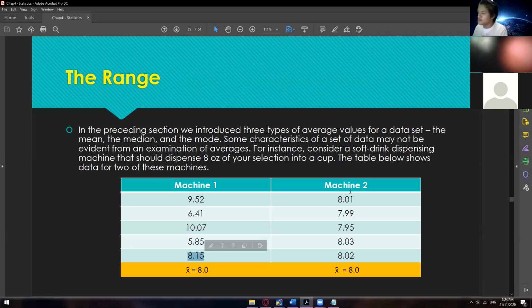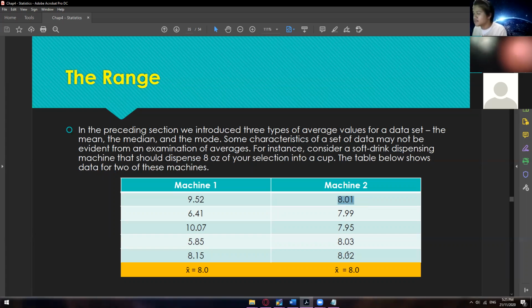And then the other one is machine two, wherein we have 8.01. It's like perfect, since we cannot notice that 0.01 anymore. Even 7.99 is already good, since we cannot really notice if this is exactly 8 ounces or more than 8 ounces. Then we have 7.95, which is not that bad also. And then 8.03, which is more than 8 ounces, but only a little.